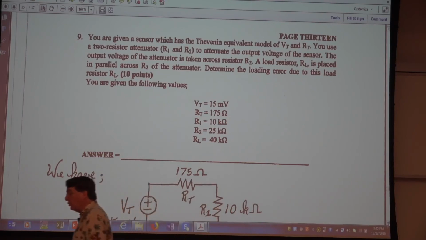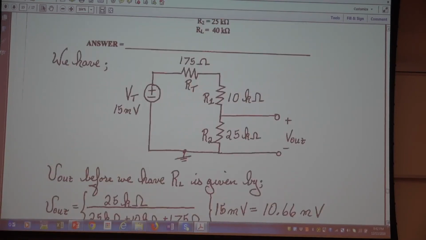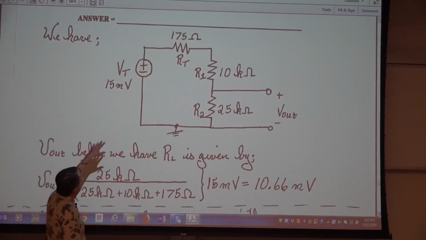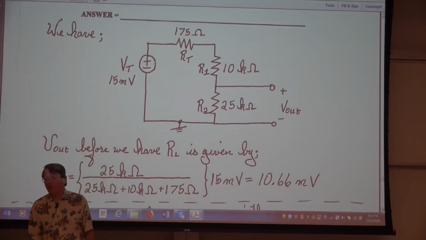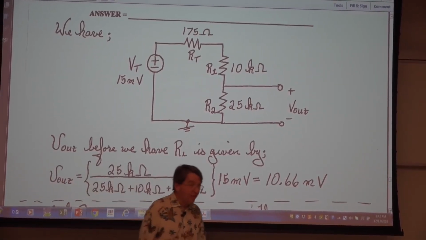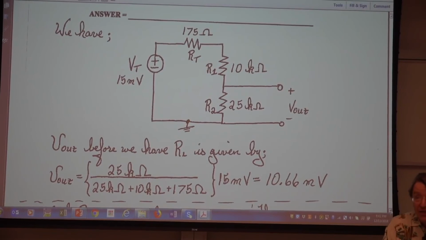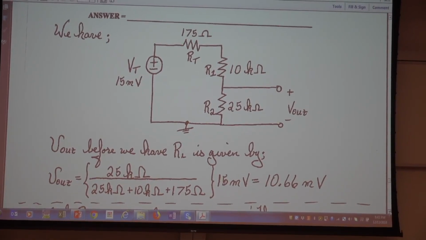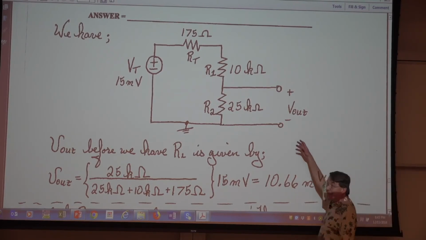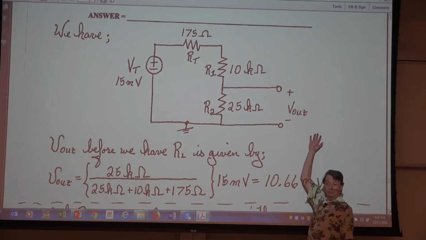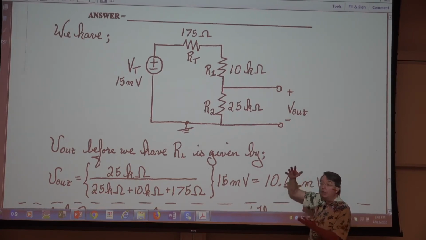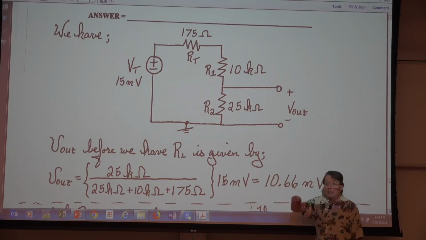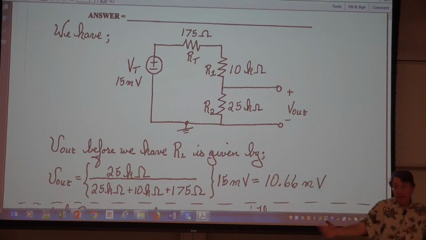Let me draw the circuit for you first. That's the circuit. V Thevenin, R Thevenin. Now, if this was my circuits final, I'd have you calculate V Thevenin and R Thevenin, but not here. I give them to you. And then I say we have a 2-resistor attenuator, R1 and R2. And we're about to take V out and connect it to something else, maybe a sensor or a meter or something. So what I need to do is to calculate V before and V after and take the difference, and we're done.